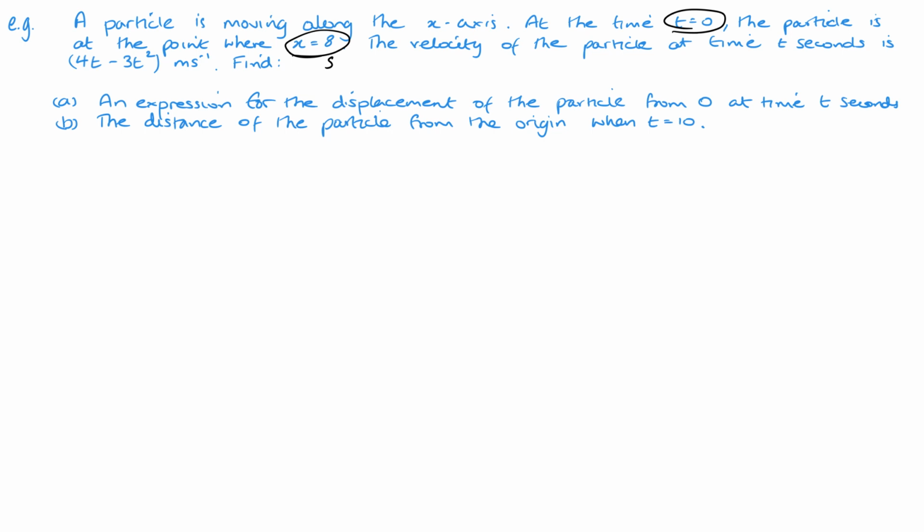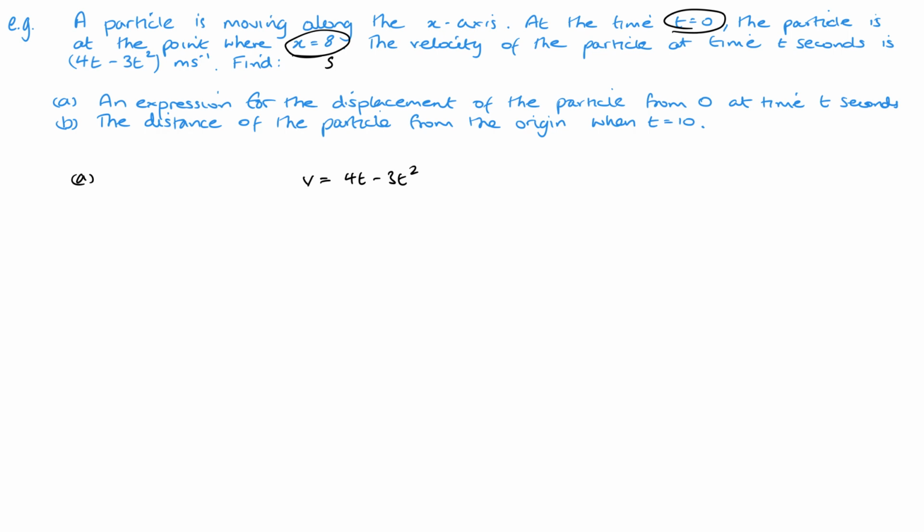Now the velocity of the particle at time t seconds is our basic expression, so we know that v equals 4t minus 3t squared. That's what we're given. And this is obviously for part A. We need to find an expression for the displacement. Obviously this is s, but since it's moving along the x-axis and we're given x equals 8, you could just use x instead of s. It doesn't really make any difference.